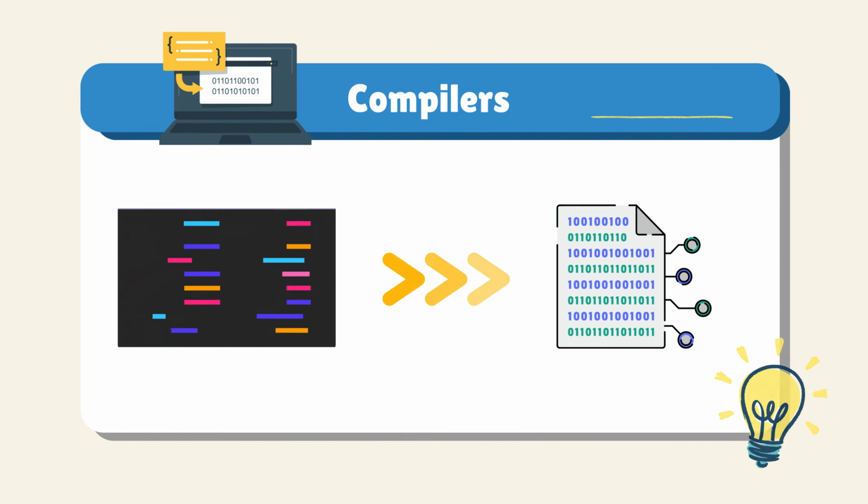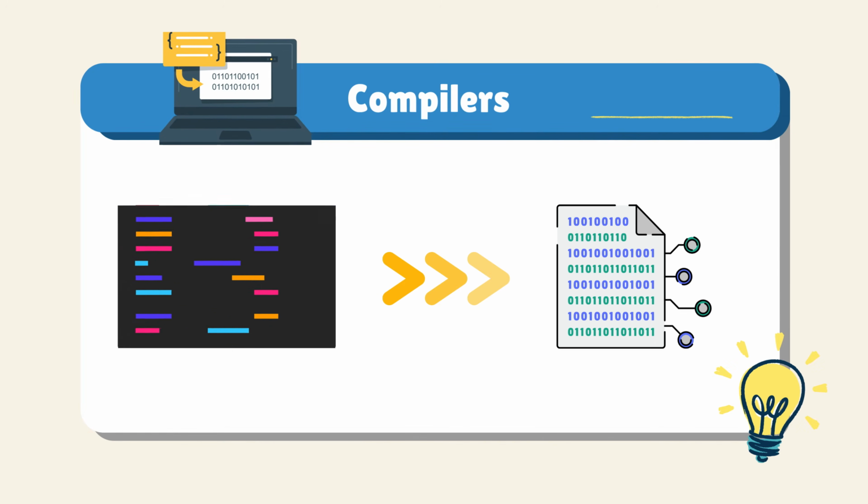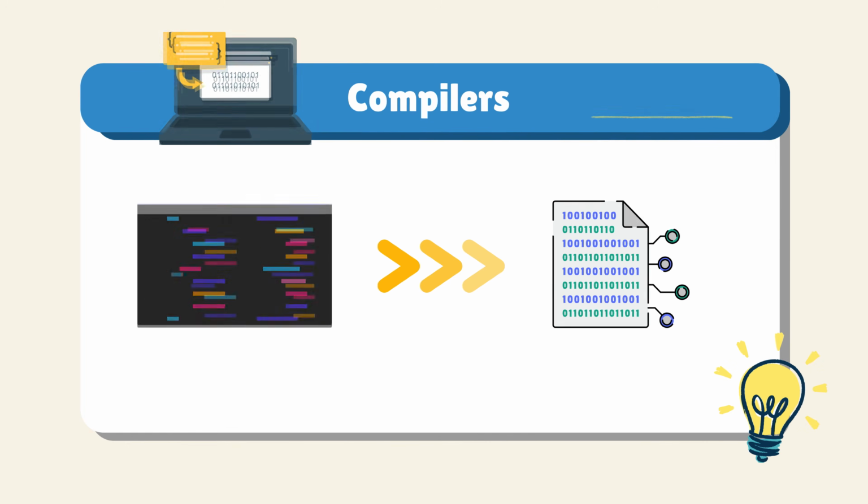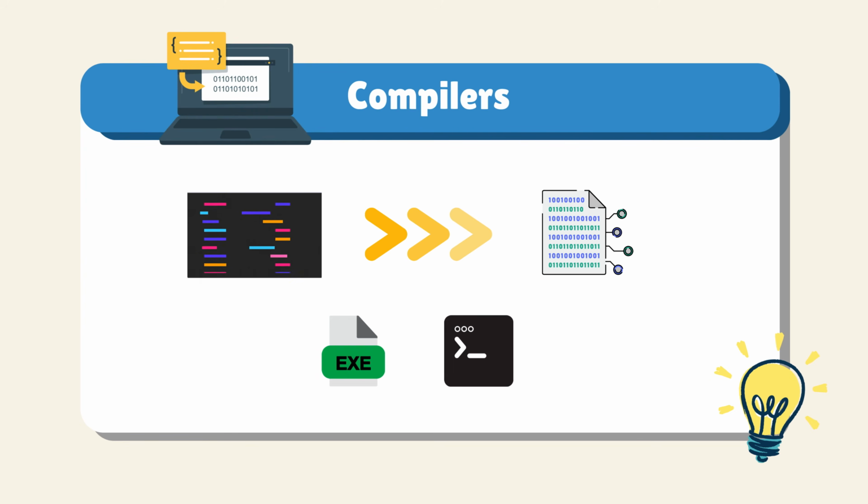A compiler is a program that takes your entire source code and translates it all at once into machine code. It produces a standalone executable file like .exe on Windows or an ELF binary on Linux. From there, you can run the program directly with no need to translate it again. Think of it like hiring a translator to turn an entire novel into English, print it as a new book, and hand it to the reader. Once it's translated, the translator's job is done.